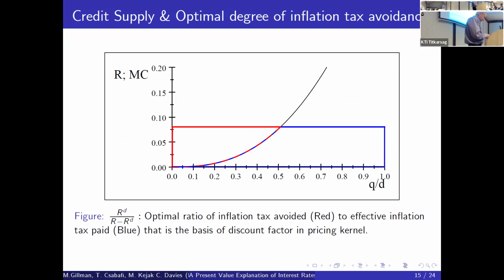Now here is showing the marginal cost of credit, this upward sloping line, and that's the marginal cost of credit. And you see, if you only use money, if this is the interest rate here, you would lose all of this. This would be the cost of the inflation tax. So when you use credit, you get back the producer surplus. So the effective inflation tax is only this amount. So it's less than R.